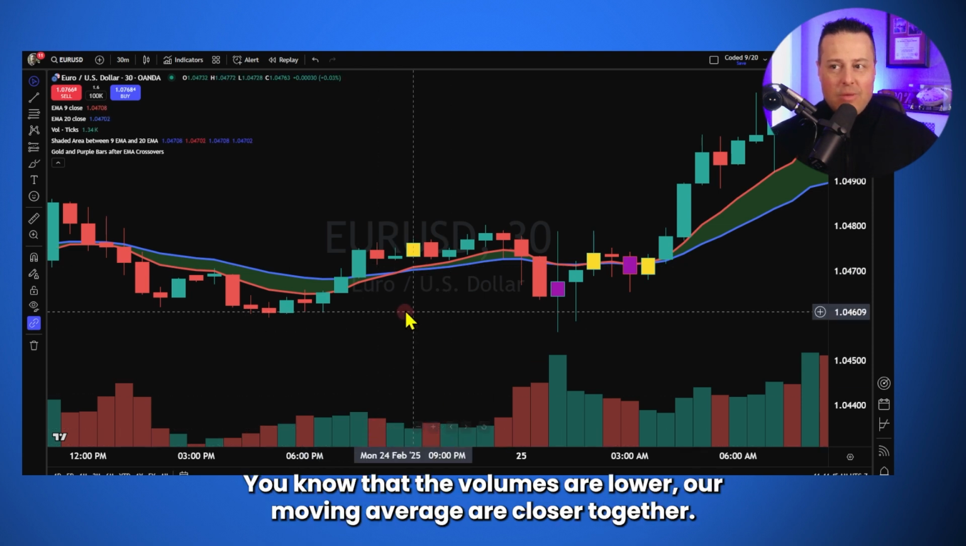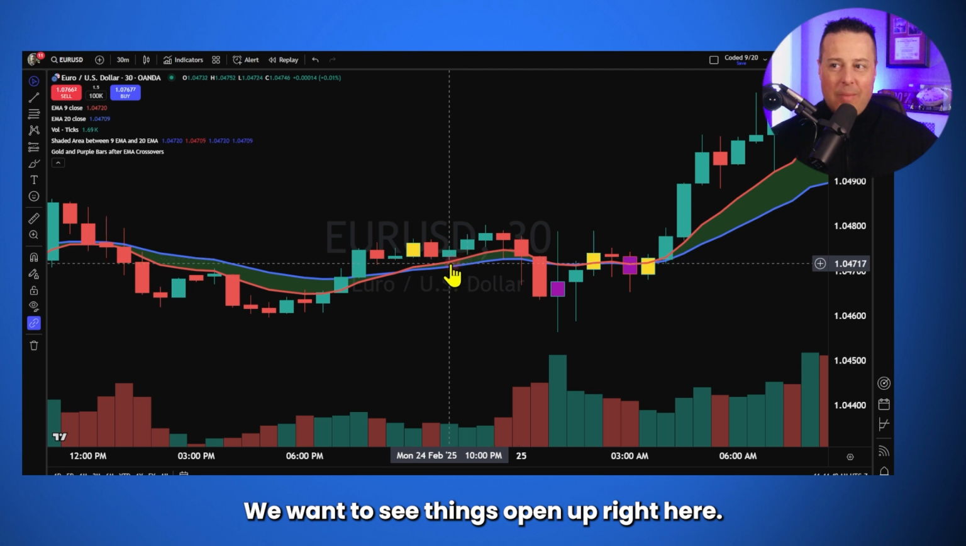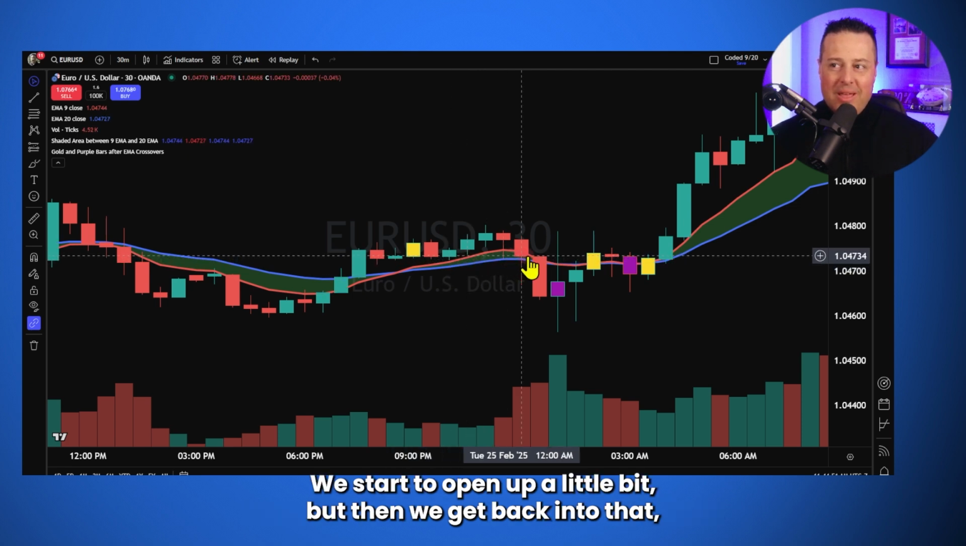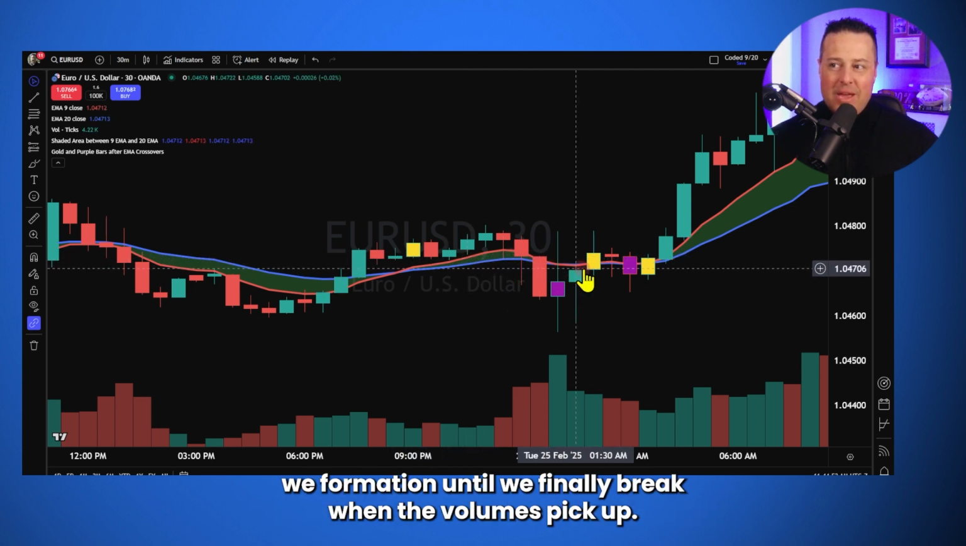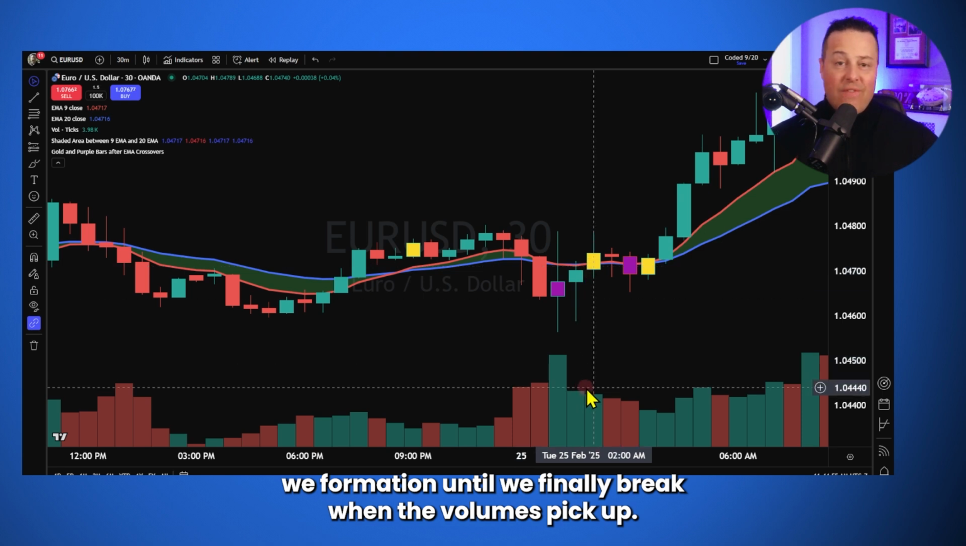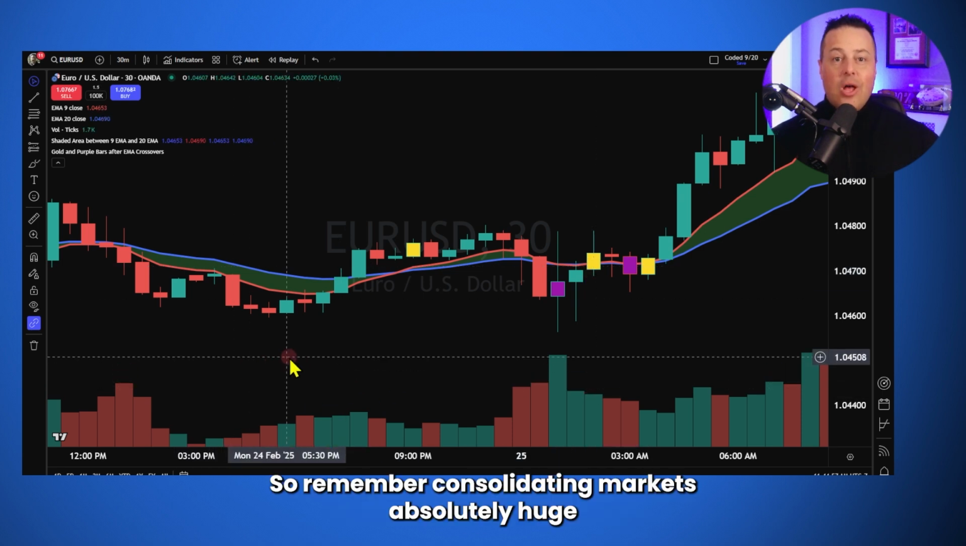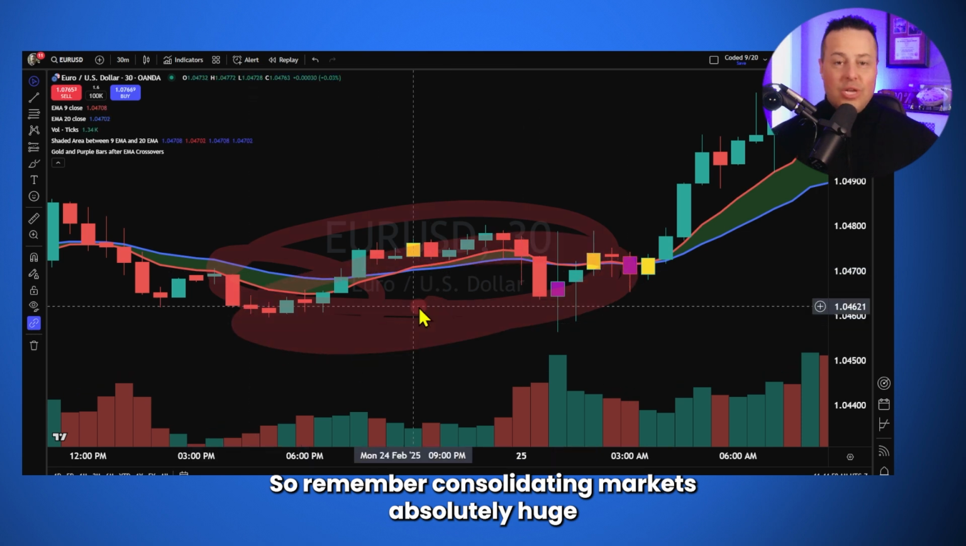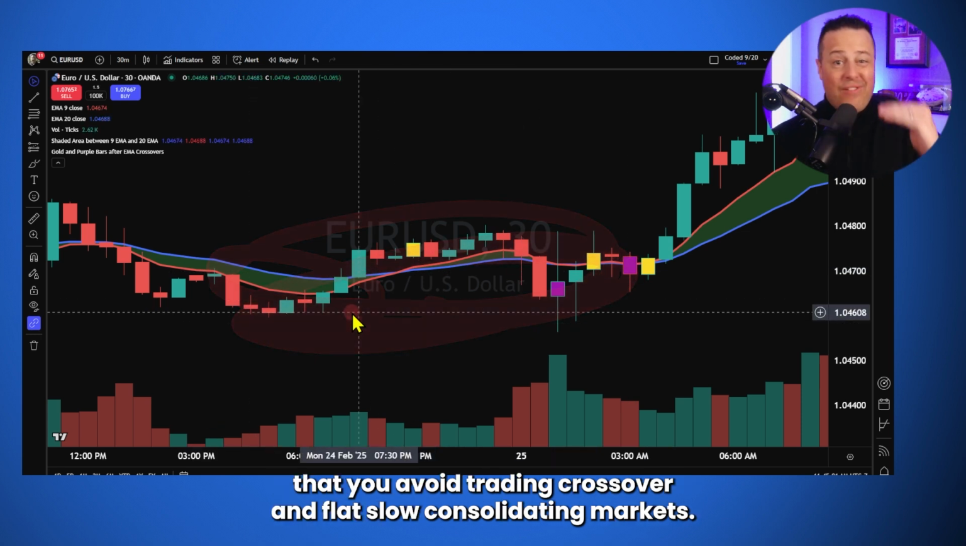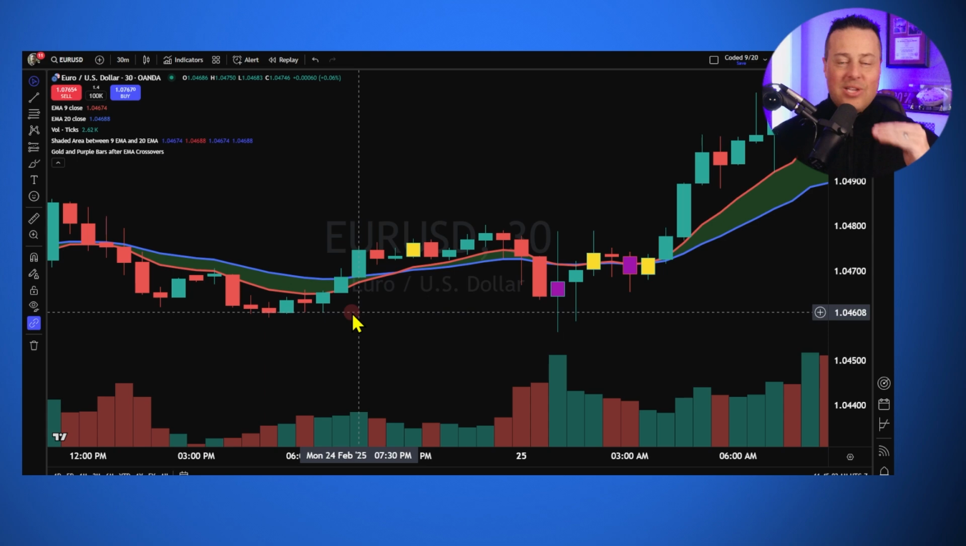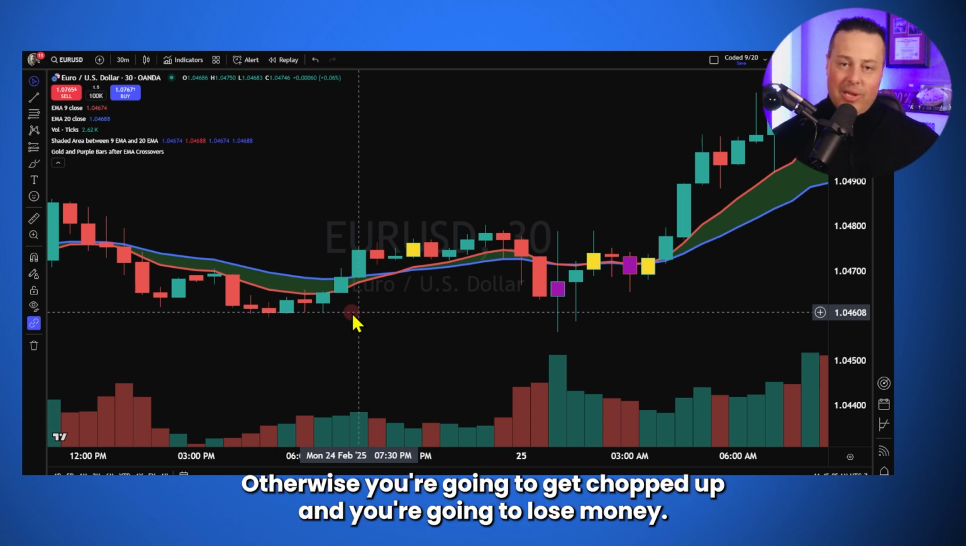You know that the volumes are lower, our moving averages are closer together. We want to see things open up. Right here, we start to open up a little bit, but then we get back into that weave formation until we finally break when the volumes pick up. So remember, consolidating markets, absolutely huge that you avoid trading crossovers in flat, slow, consolidating markets. Otherwise, you're going to get chopped up and you're going to lose money.